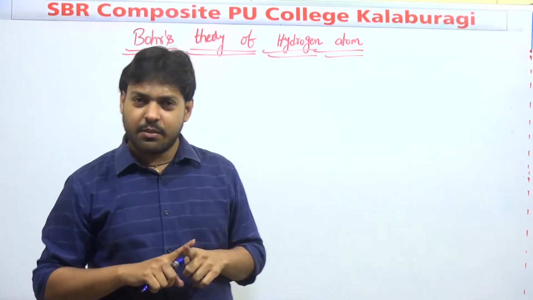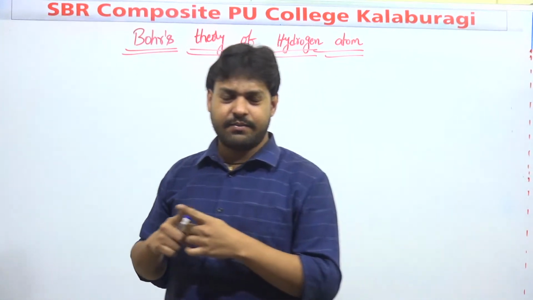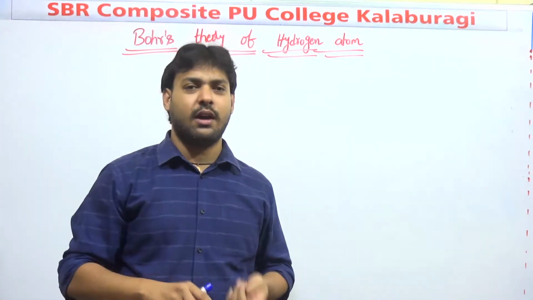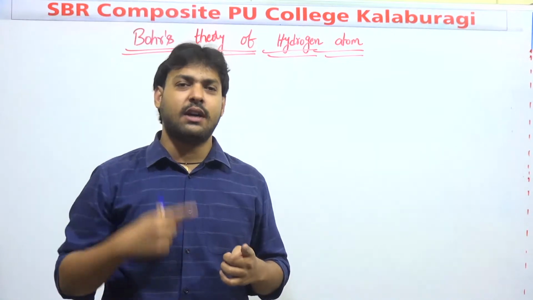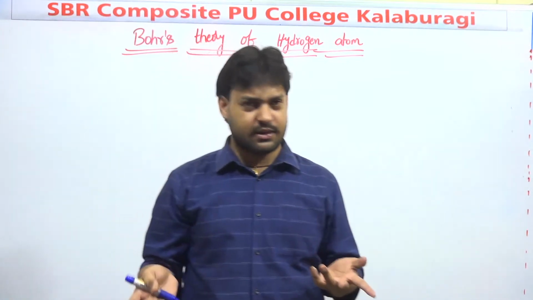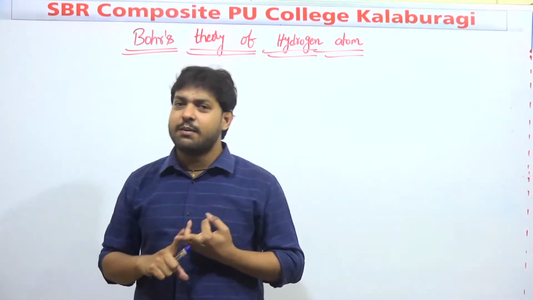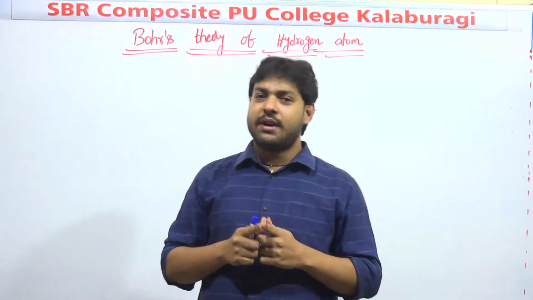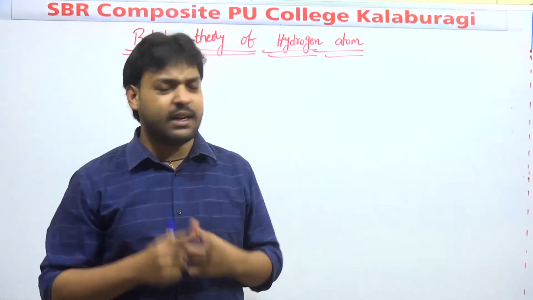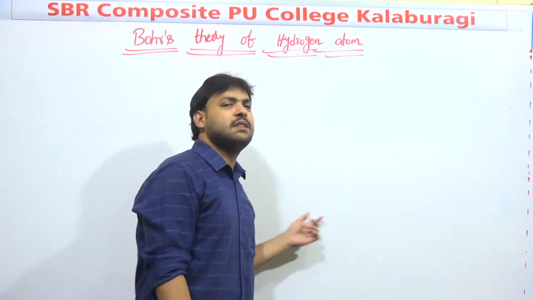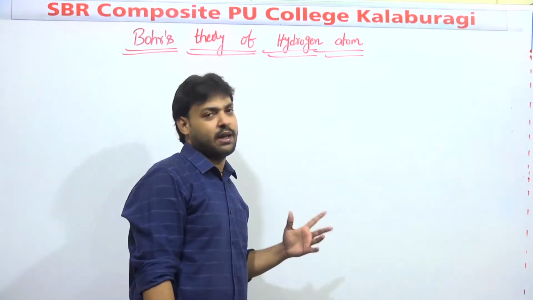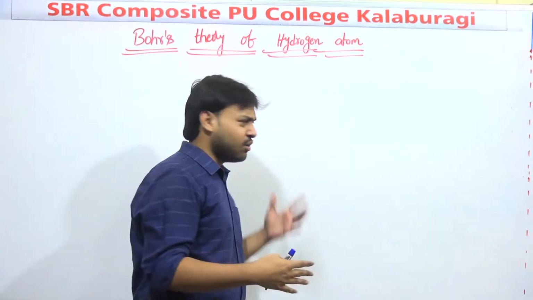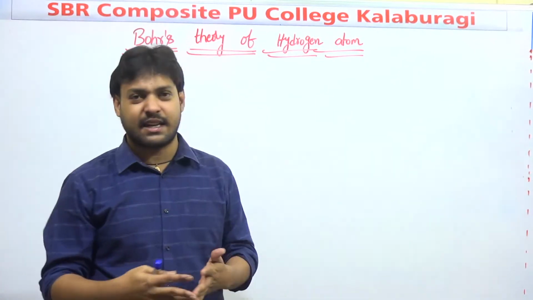The first postulate is the same as that taken from Rutherford's model: the electron is revolving around the nucleus in circular orbits. The second postulate is very important. It is about angular momentum, which equals nh by 2 pi. We have seen that story in the last class.